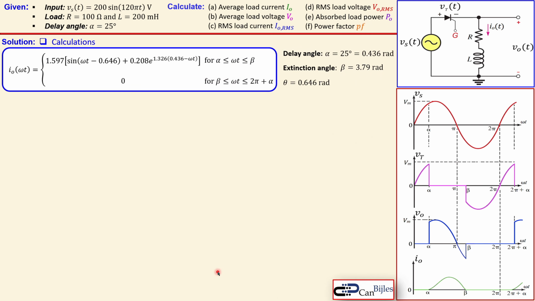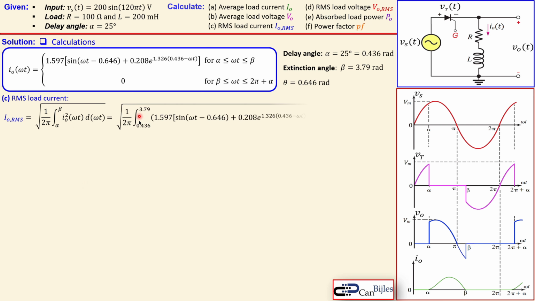Now question C, that's the RMS load current. Now how do we do that? Again, using the expression for the RMS value, the square root of 1 over the period, and then again starting from alpha to beta, and then the quantity squared, because our expression is shown here. Again, we know the beta, we know the alpha, we know the expression. Square it, of course, more cumbersome, so we can again use a solver to do that, and that will result in 830.2 milliamps.